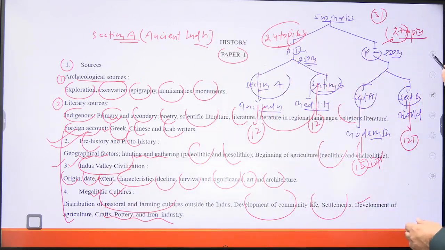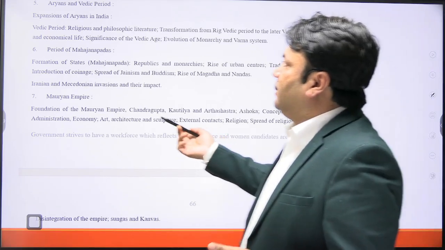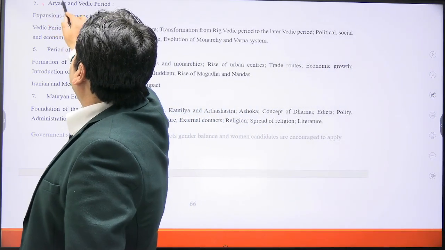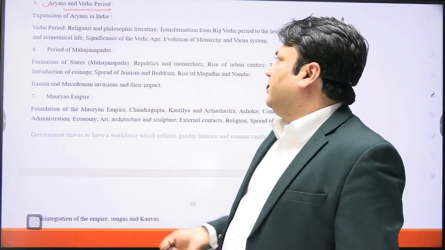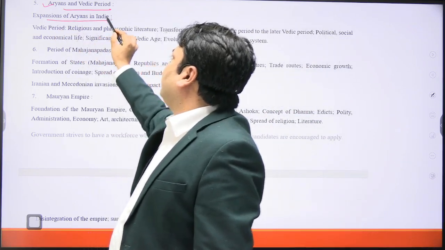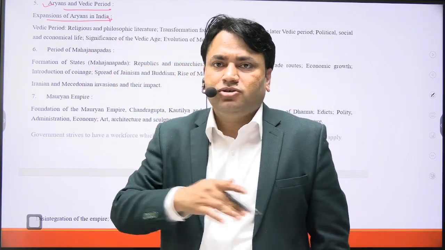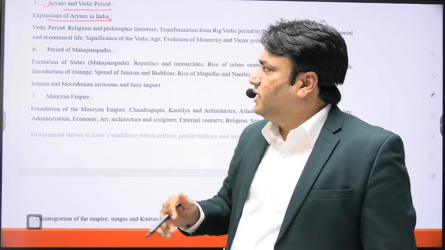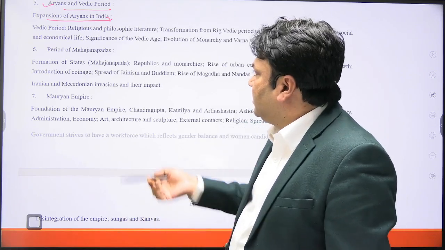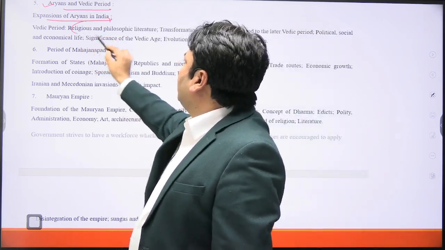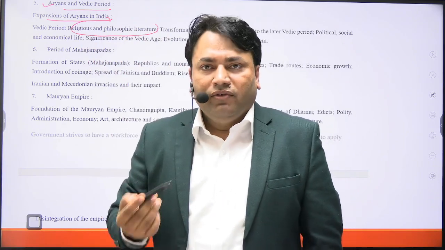their distribution is seen. Now the next chapter is about Aryans and Vedic period. Again, it is ancient Indian history, and here we need to study about the expansion of Aryans in India, how they came to India and their distribution, their expansion from Rig Vedic period to later Vedic period. We need to study about this. And apart from this, we need to discuss about the literature during the Vedic period, right?